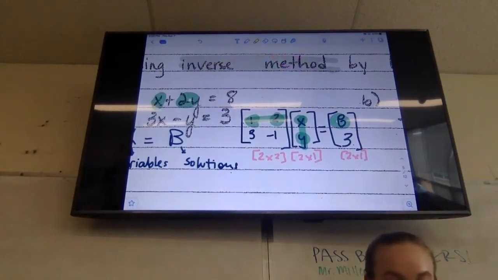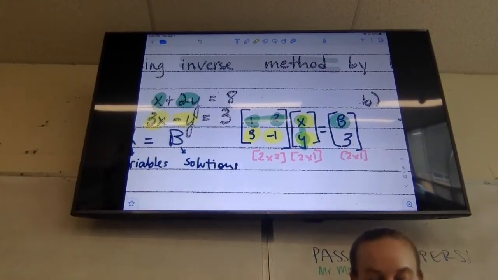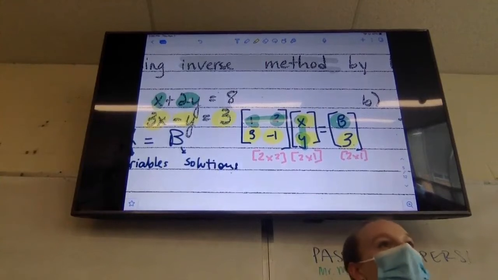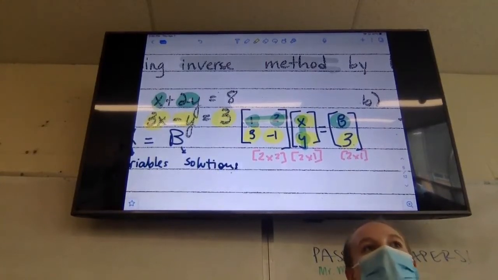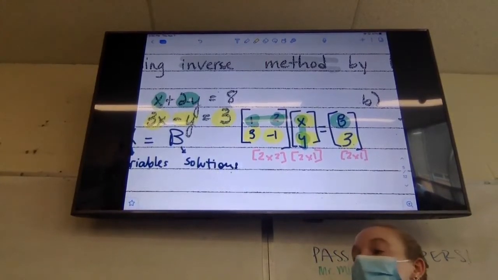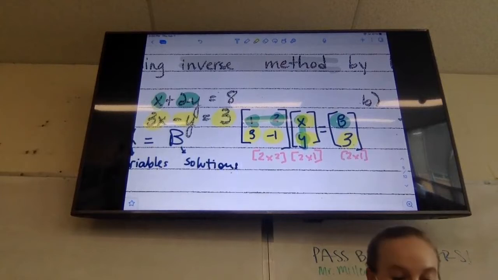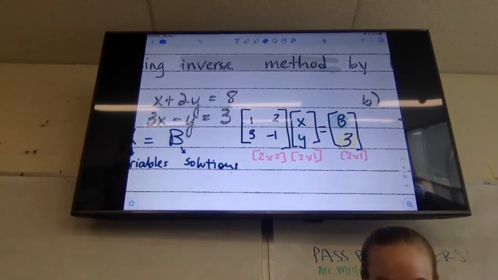The second row multiplied by the column, 3 times X is 3X, and -1 times Y is -Y, and that equals 3. So does that match the equations that we had? So that's why we're allowed to write it in matrix form, is it's the exact same thing as the equations that we had. It's just organized differently. Like I said, matrices are all about just how it's organized. Nothing else about them is really different.